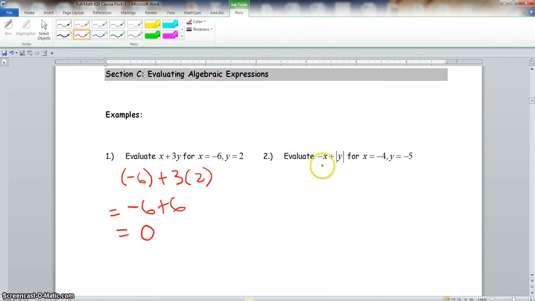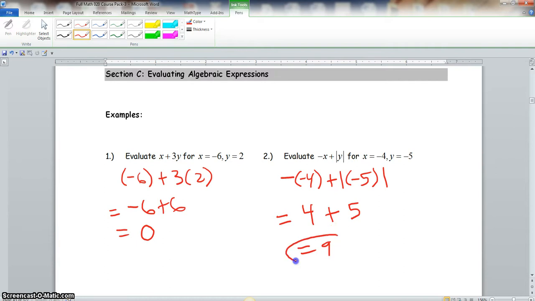Now we go here to number 2. x is negative 4, plus, we add an absolute value, we substitute in the value for y, which is negative 5. Now you notice I put what I substituted in parentheses, which I do every time I substitute. The opposite of negative 4 is positive 4, plus the absolute value of negative 5, we know negative 5 is 5 units from 0, so that will be positive 5. And 4 plus 5 is 9.